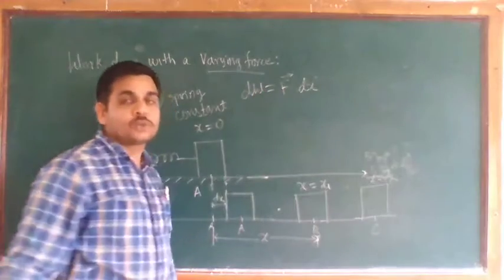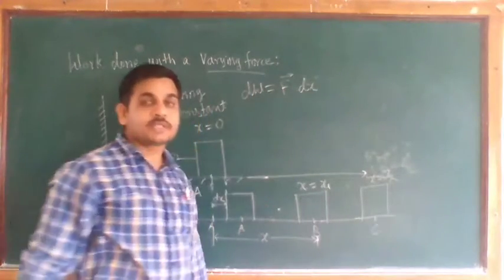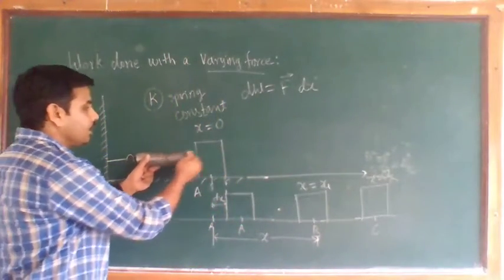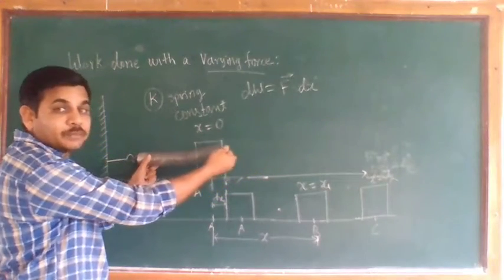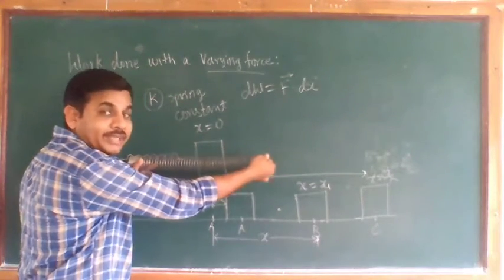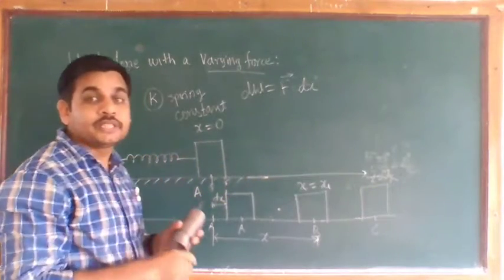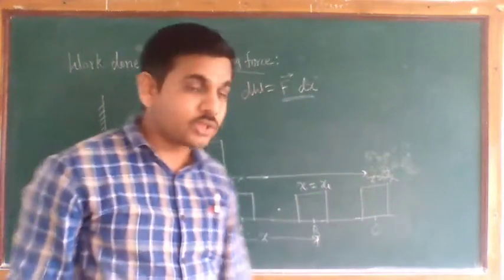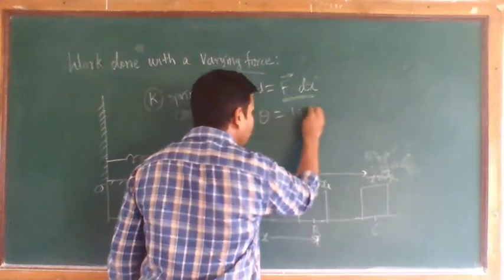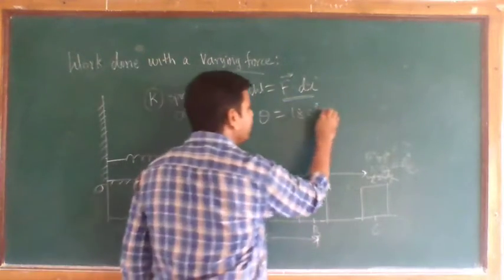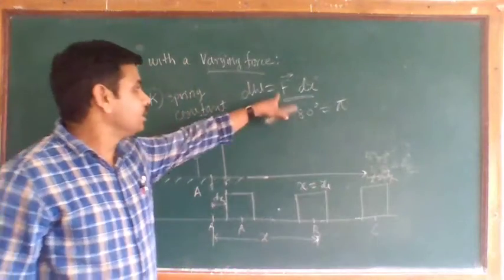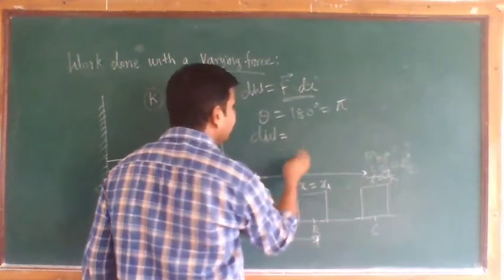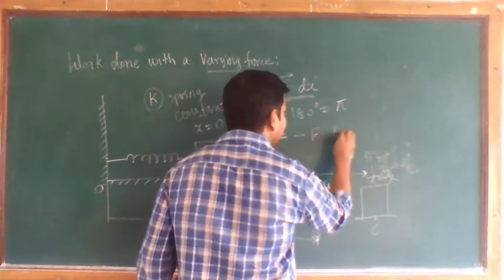So our dW is equal to F into dx, the applied force times the displacement. In that condition, the force and displacement are opposite to each other, which means that theta is equal to 180 degrees, or pi, and it is a dot product. In that condition we can say that dW is nothing but negative F dot dx.